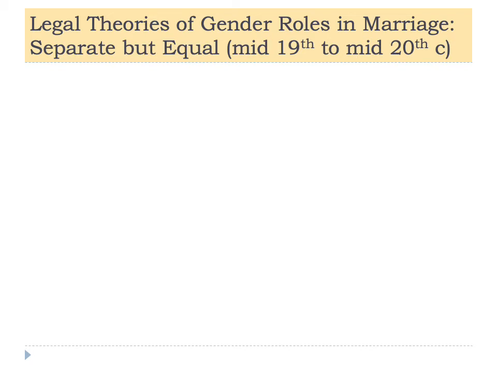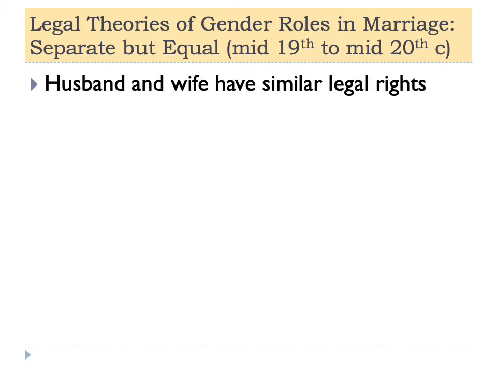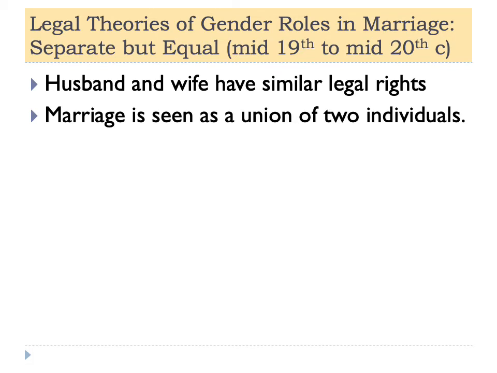But through the piecemeal erosion of the laws that propped up unity coverture, we see the development of a new legal theory of gender roles in marriage. This starts in the mid part of the 19th century and continues to the mid part of the 20th century, and is known as the separate but equal theory of marriage. In this, laws begin to recognize wives and husbands as having similar rights. Marriage is seen as a union of two individuals who are legally equal.